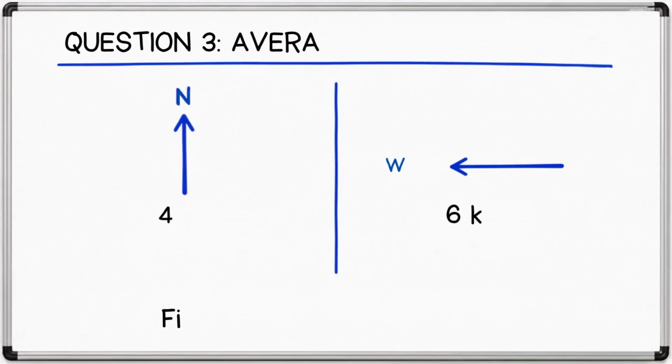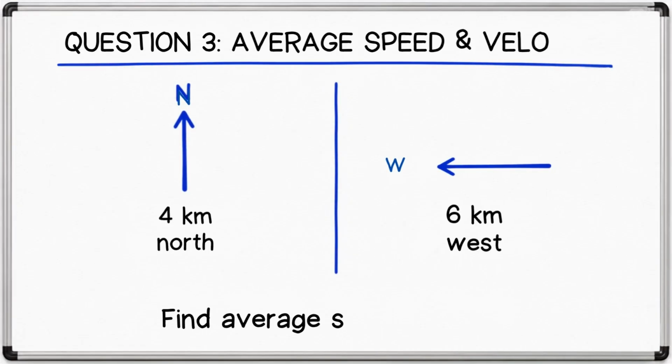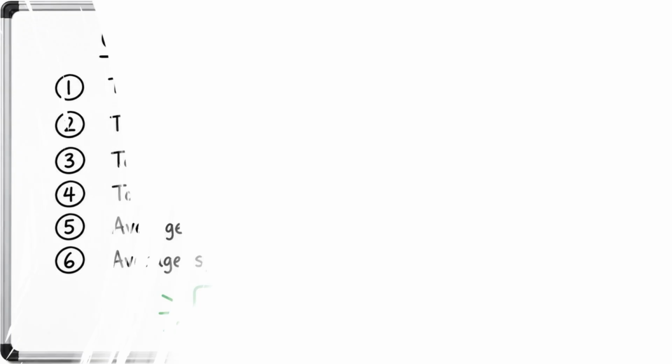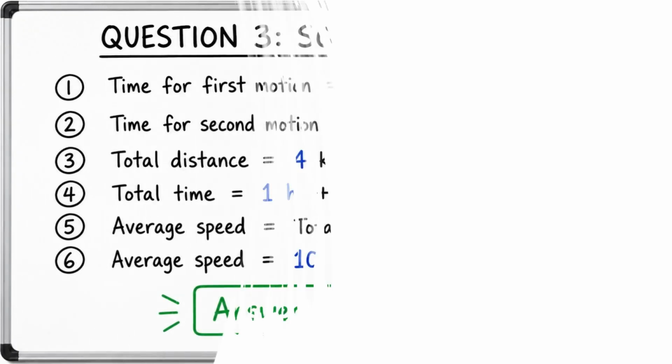A person first moves 4 kilometers north at 4 kilometers per hour. Then the person moves 6 kilometers west at 3 kilometers per hour. We are asked to find the average speed and the average velocity. Remember, average speed depends on the total distance, while average velocity depends on the displacement.